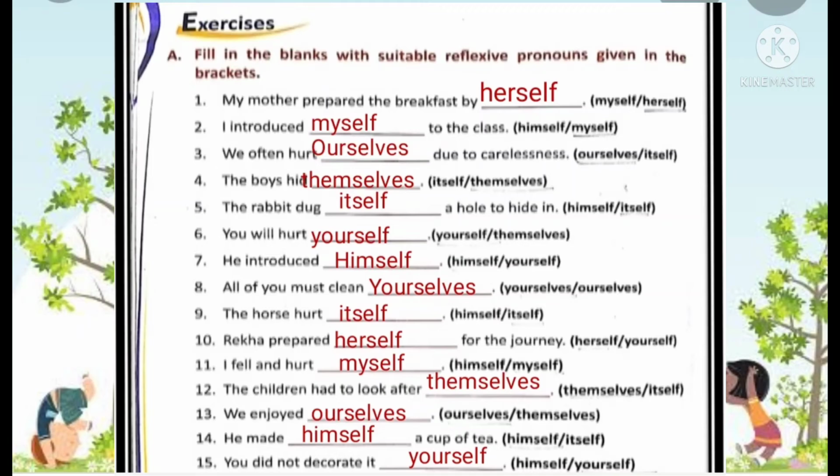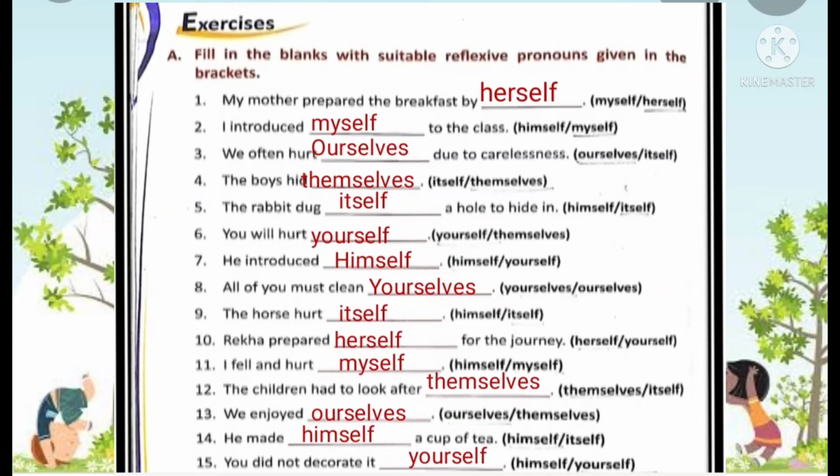Second one is, I introduced dash to the class. When I is to be used in the predicate part, we will use I introduced myself. Third one is, we often hurt dash, because it is we, because it is plural children, so we will use ourselves. We often hurt ourselves due to carelessness.